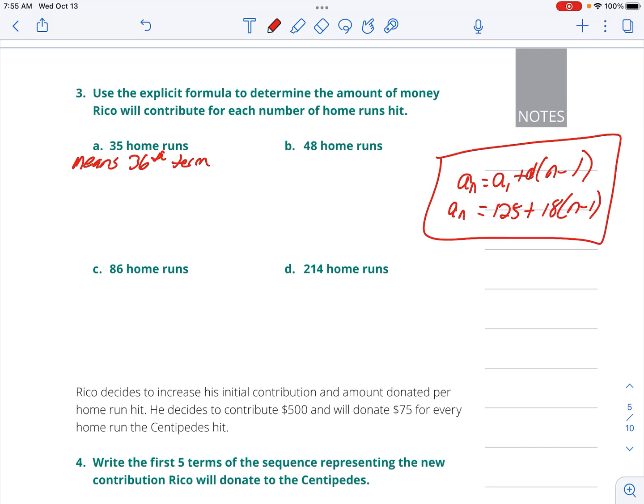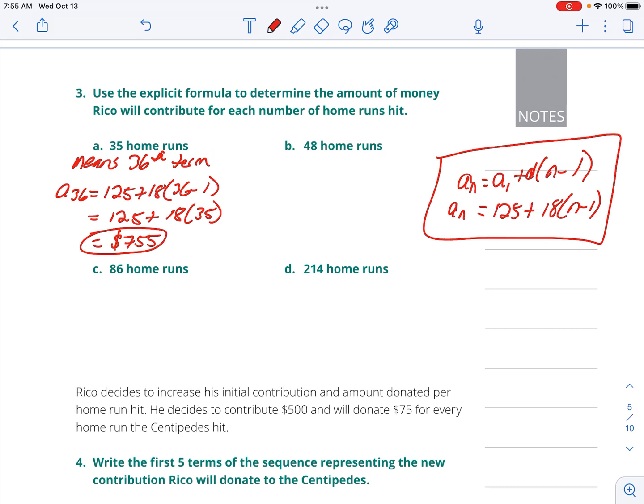So if I want to find the 36th term, what I'm going to do then is plug in 36 for n, and then go into my calculator and punch in 18 times 35 and then plus 125. When I go to my calculator and punch it in, what I then find for the answer is Rico's going to donate $755. So they're going to donate $755 if they hit 35 home runs.